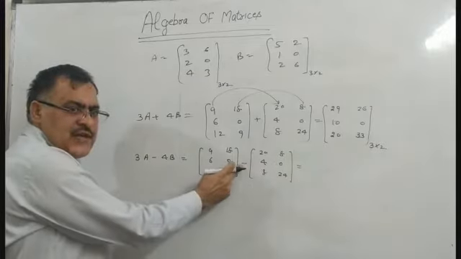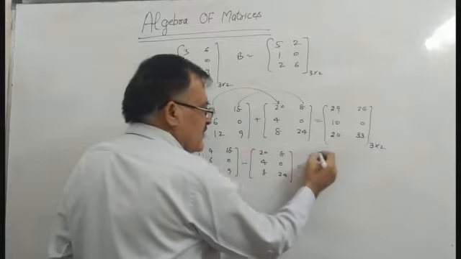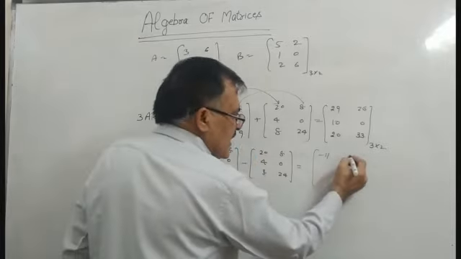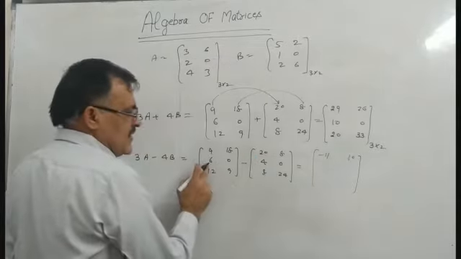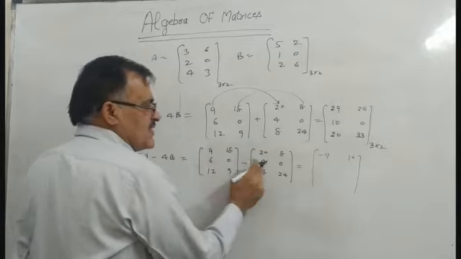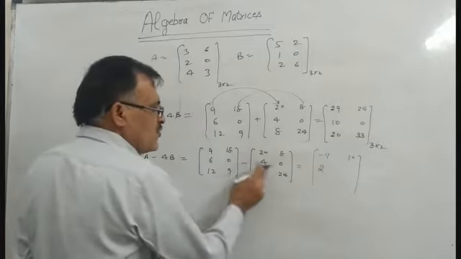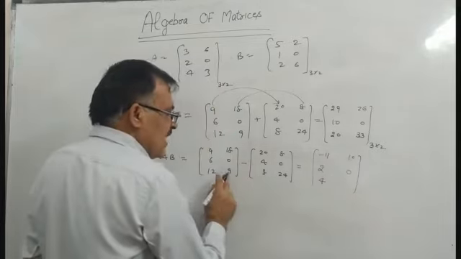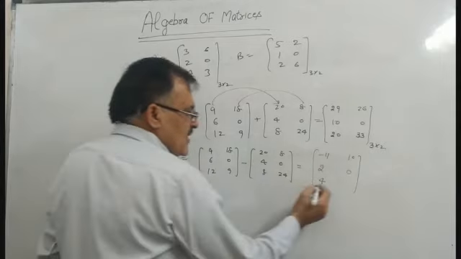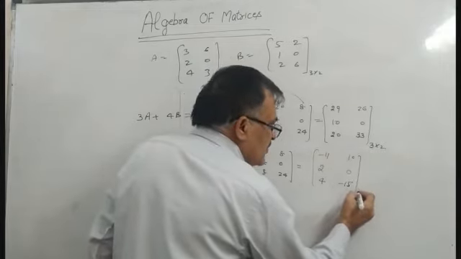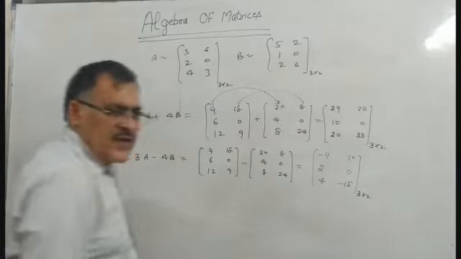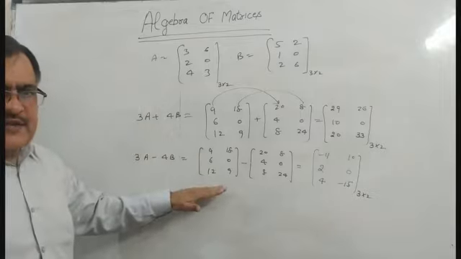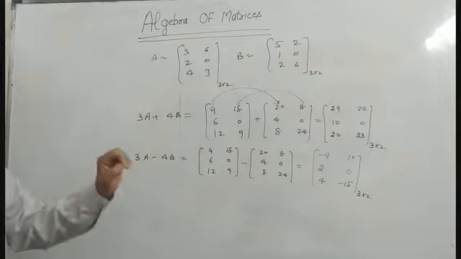Now consider negative signs. 9 minus 2 is 0, 11 minus 8 is 3... 1 minus 8, 10. In the next, 6 minus 4, 2. 0 minus 0 is also 0. 12 minus 8 is 4. 9 minus 24, that is equal to minus 15. The order of this is also 3 into 3. So from this example, it is clear that when we add and subtract, the order must be the same for the matrices.